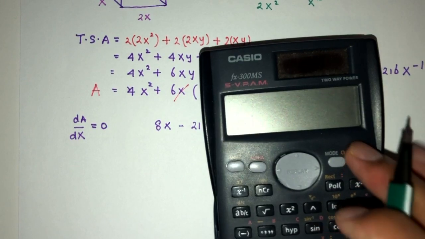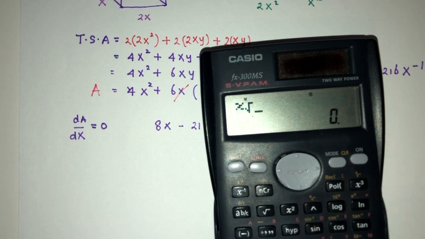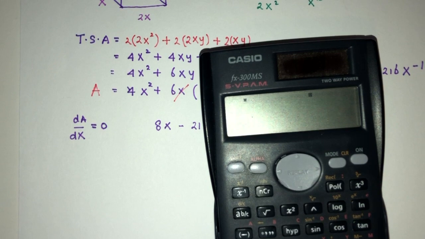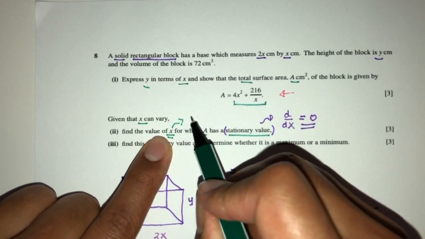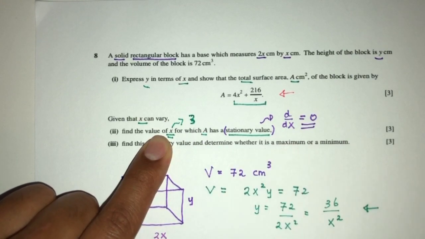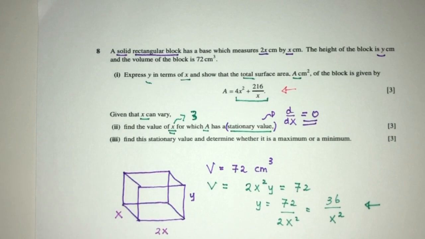So let's find out the cube root of 27. Sorry, that will be this one. That will be 3. So here we have the value of x that we need. The value of x, it is 27. So 3, sorry, that we need to find. That is part 2 of the question.